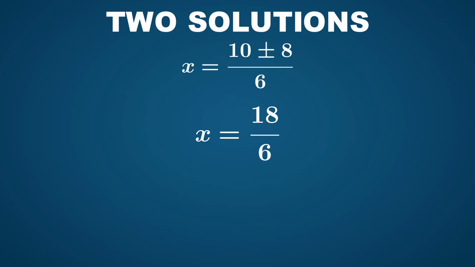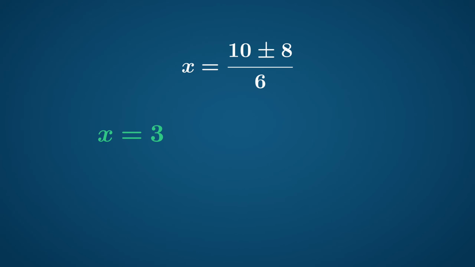We divide this 18 by the lower denominator, which currently sits at 6. 18 fully divided by 6 gives us an integer answer of exactly 3. The first potential solution for our current math problem is x equals 3.